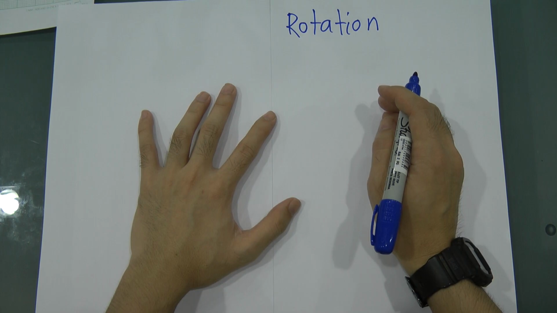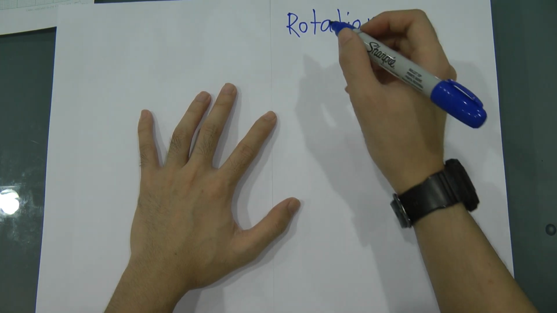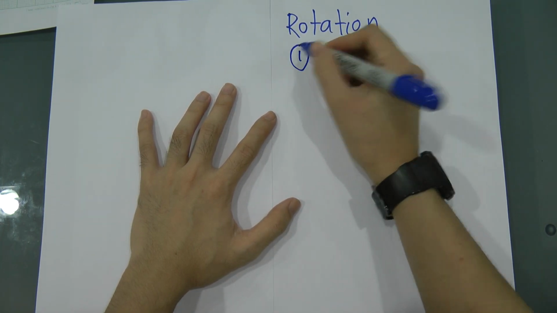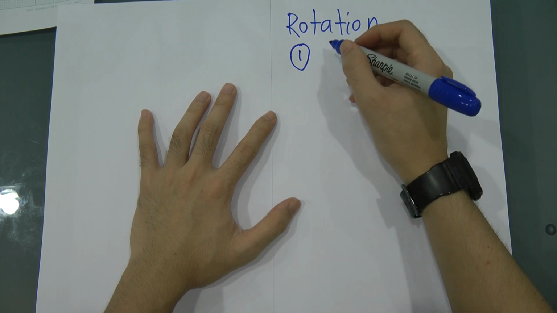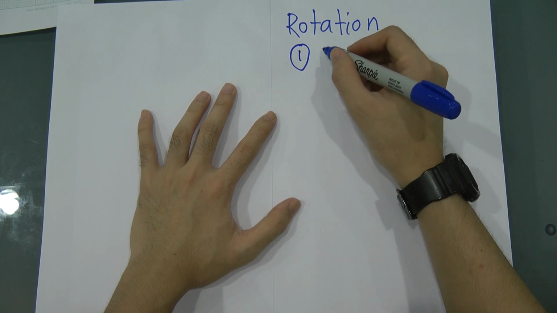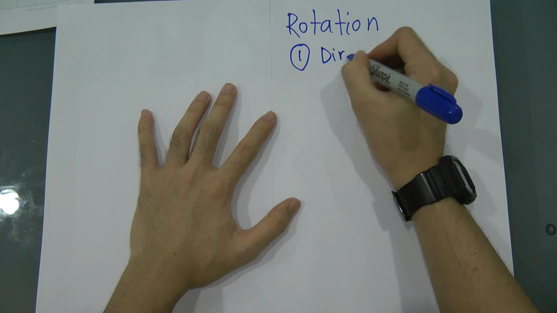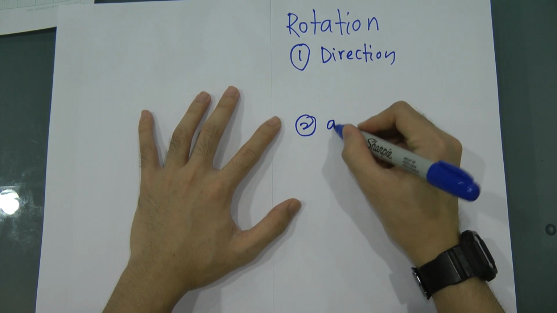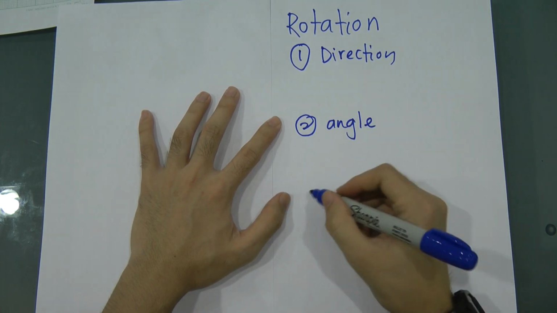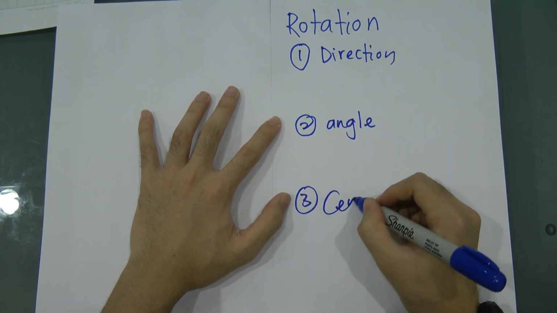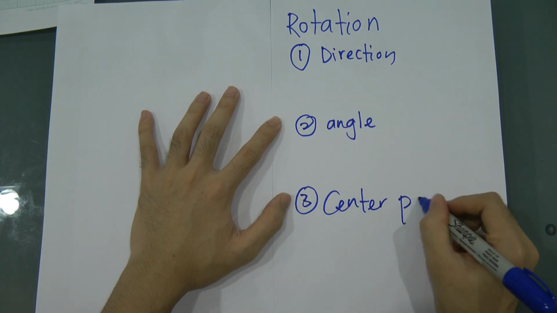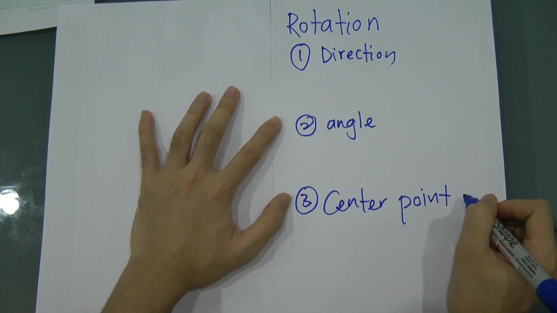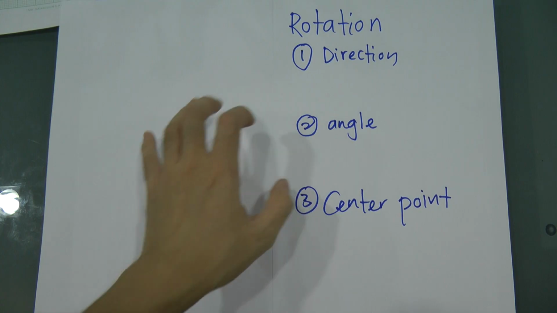So when you do the description, there are three pieces of information that are very important. First is the direction, and then the second is the angle, and then the last will be the center point. These three pieces of information must be included when you do the full description.